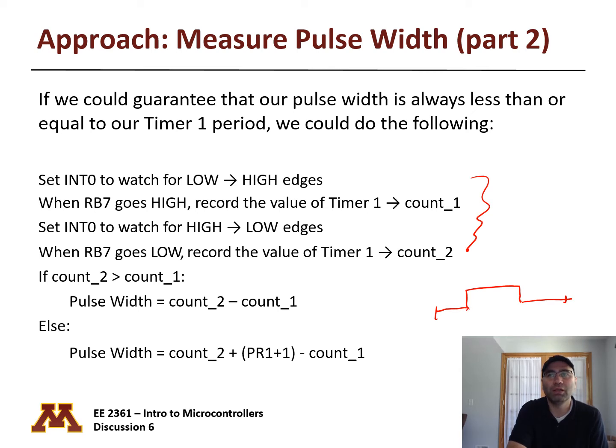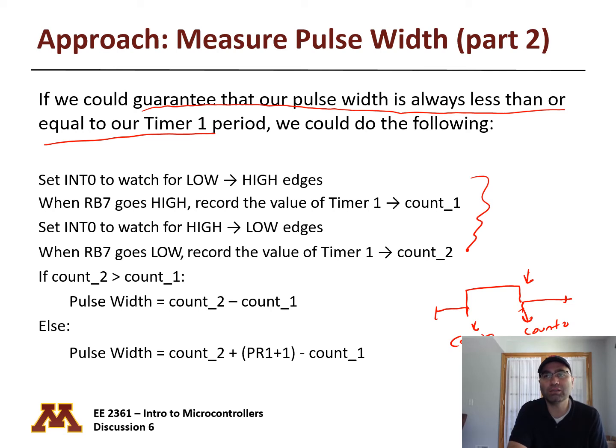So if this is count 1 and this is count 2, so this point and this point. Again, we make sure that we guarantee, and this is important, that pulse width is always less than or equal to timer 1. Okay, less than or equal to timer 1.